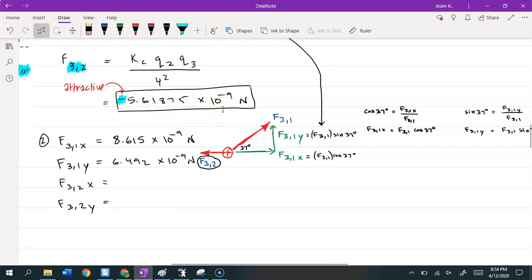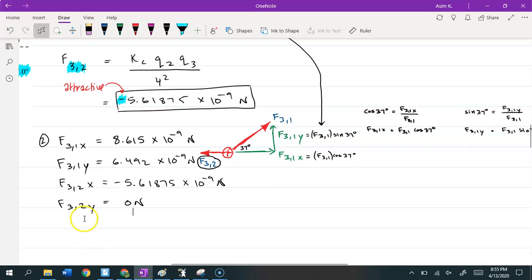So I'm going to write in negative 5.61875 times 10 to the power negative 9 newtons. That is the force that is exerted on charge 3 by charge 2. And finally, just ask yourself, why is this 0 newtons?